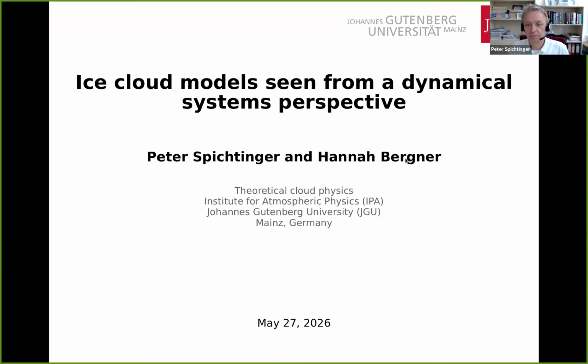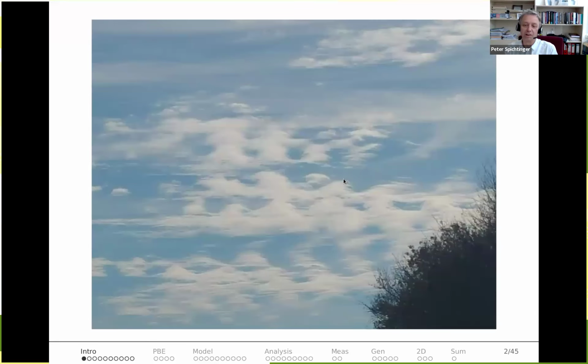I just want to give you some insights about our recent work regarding ice cloud models, or ice clouds as seen from a more mathematical point of view. As you see here, this is the topic. This is the only photograph I have in this talk. This is more or less the object we are investigating.